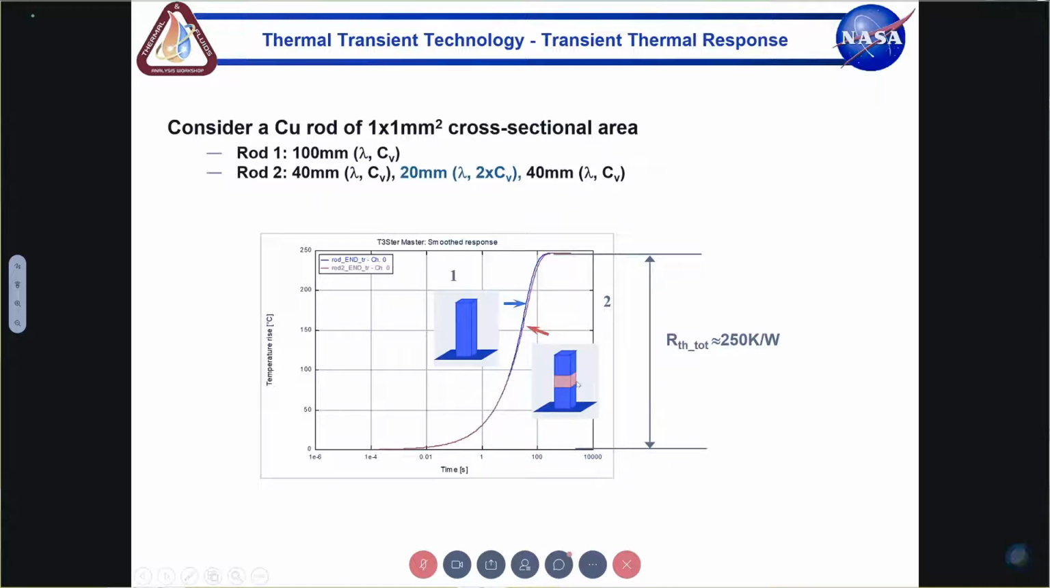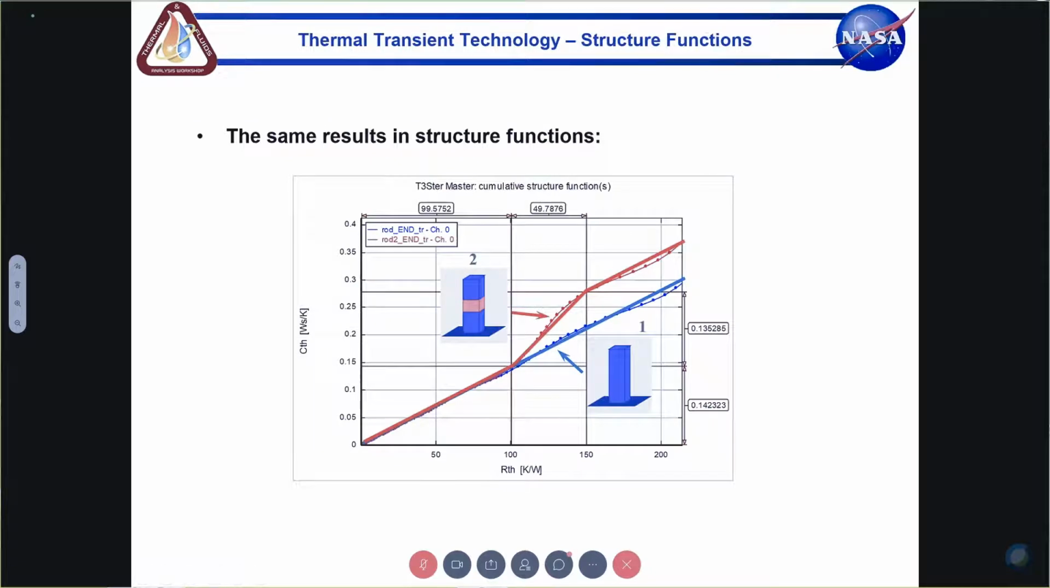One was just a copper rod, 100 millimeter long. The other one was same copper rod, but in the middle, a 20 millimeter section was simulated with a double thermal capacity material. And if you do the analysis in the time domain, you see that you get pretty similar responses. Of course, if you have higher thermal capacitance, then the time to get to steady state is slightly longer, but with these boundary condition changes, it's not even very significant.